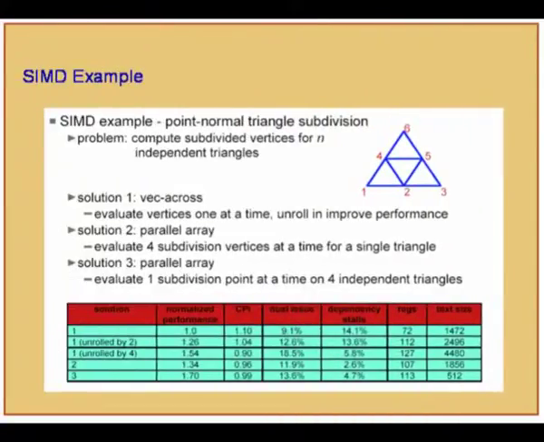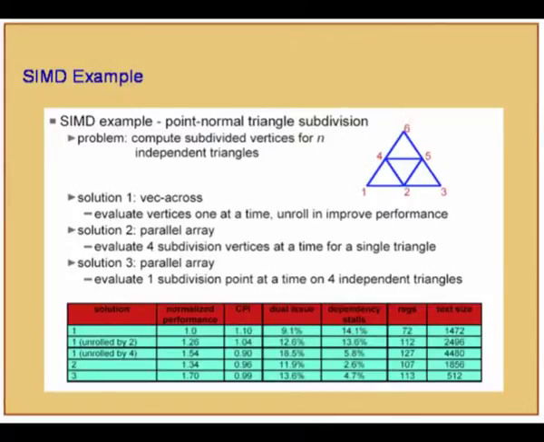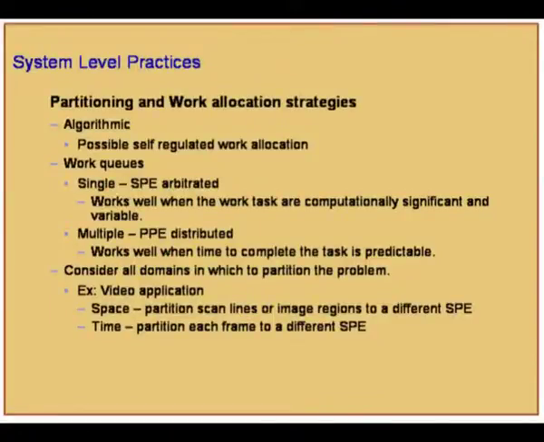And this is another example. Basically, it's taking an example of what kind of results you would expect if you did a vector across computation versus a parallel array, versus parallel array for one subdivision point at a time for 4 independent triangles, versus 4 subdivision vertices at a time for a single triangle. So it's just another demonstrated workload. There's more documentation available for this on the web. And again, there are different strategies for partitioning and work allocation.